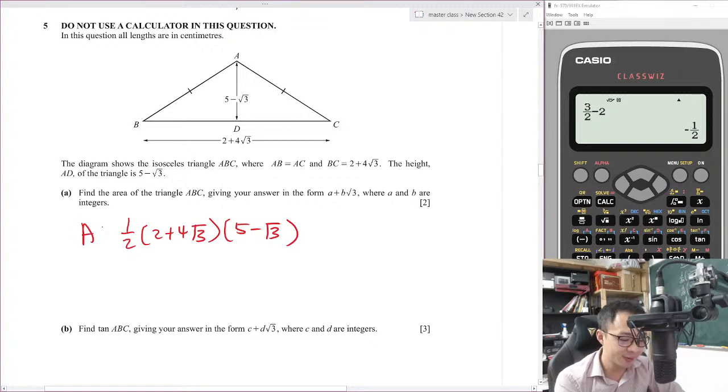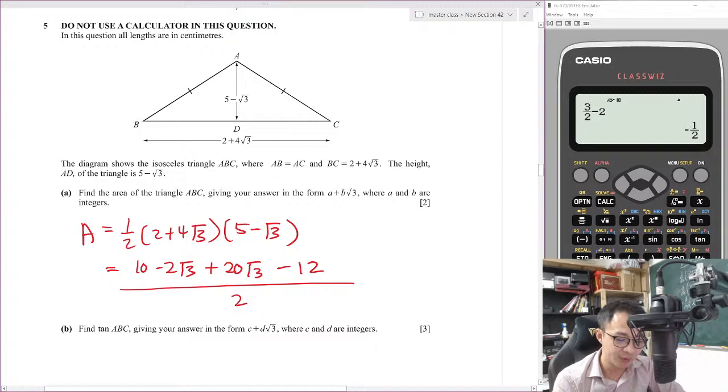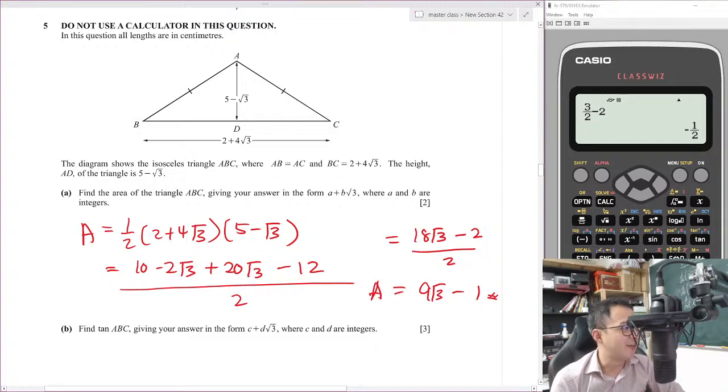So this is my area, and I will just multiply them. This one will be (10 minus 2 root 3)(3 plus 20 root 3) minus 12, over 2. We'll just do one more step here. Of course, in the exam, make sure you write it nicely. So this one will be 18 root 3 minus 2 over 2, so it will be 9 root 3 minus 1. This will be my area value.